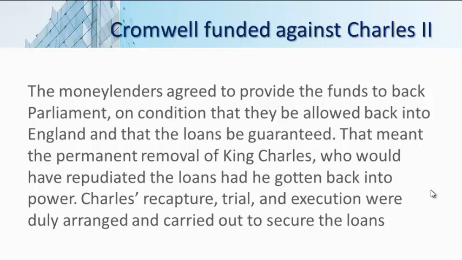But anyway, the moneylenders exploited this natural split, and they provided financing to the parliament in return for two conditions: that the loans would be guaranteed, they would receive prepayment for them, and that the financiers would be allowed to operate once again when they had been banned. So Cromwell carried out a successful revolution, and then Charles was captured, tried and executed, to make sure that he doesn't return to power, because if he had come to power, then he would not have allowed all of this to happen.